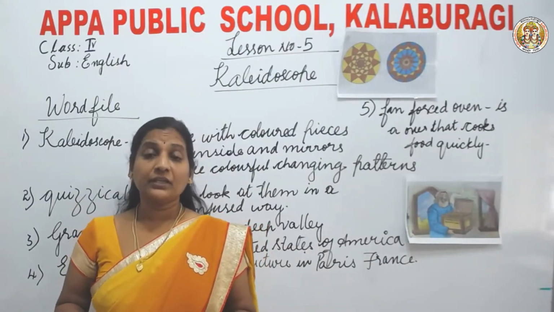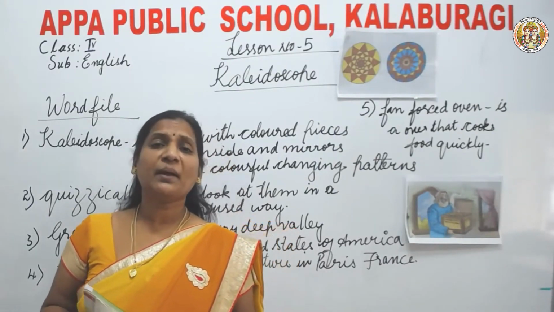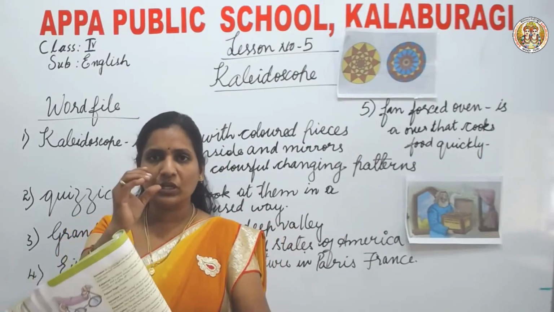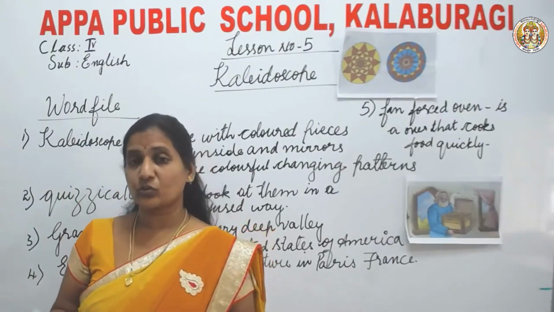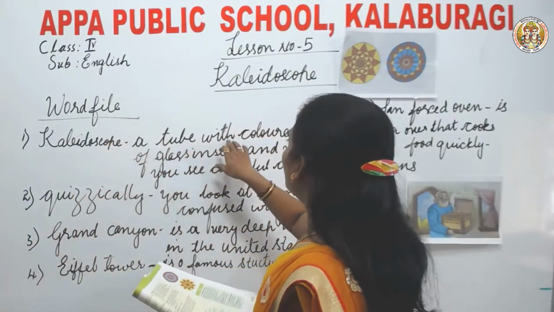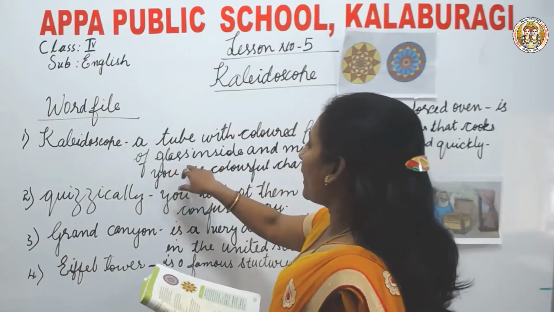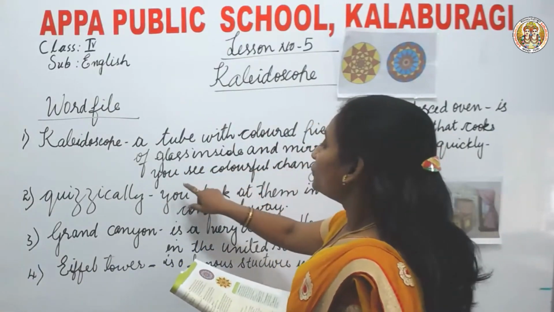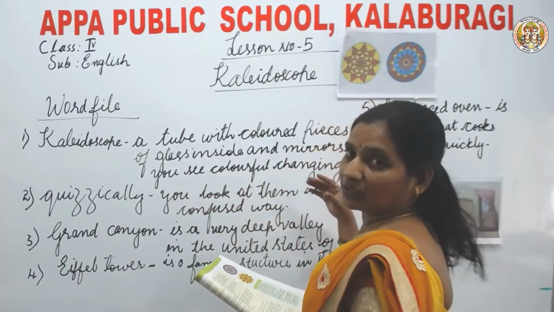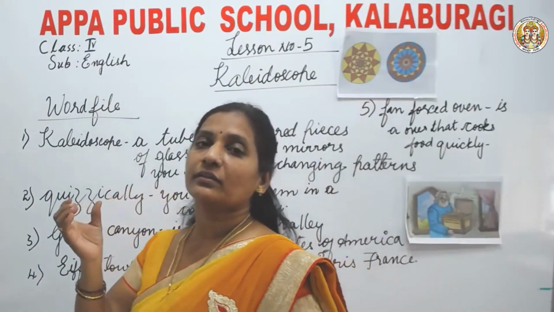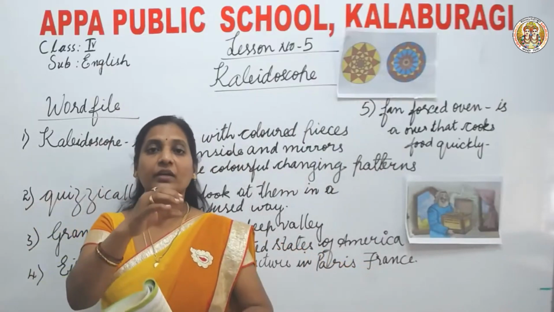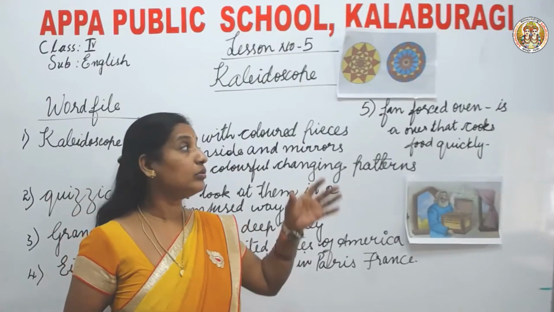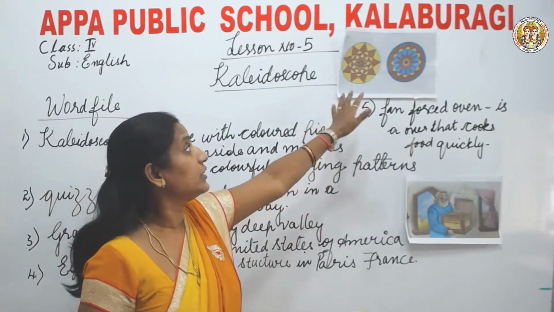So, what happened? The emperor was not satisfied after seeing all those pictures from the kaleidoscope, the long tube. What is a kaleidoscope? It's a tube with colored pieces of glass inside, and a mirror inside, where you can see all the colorful changing patterns. Every time you move or turn the tube, the images go on changing, and all the rainbow colors are there. You can see pictures like these.